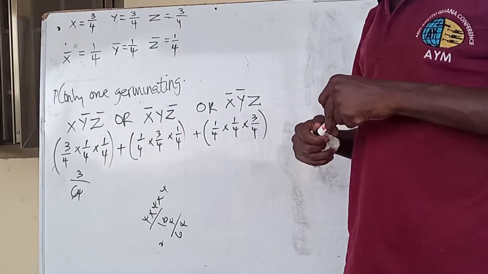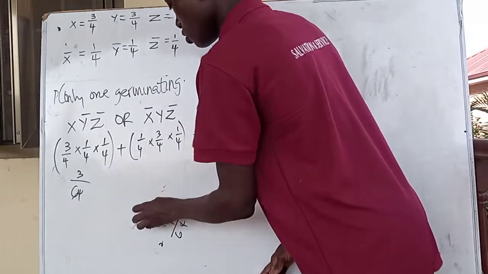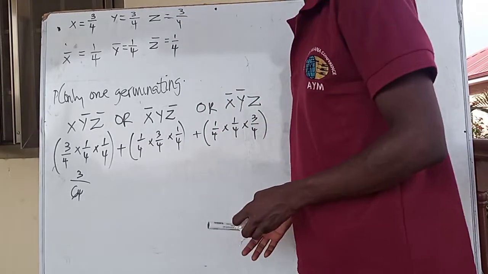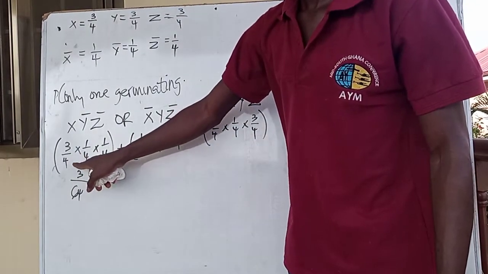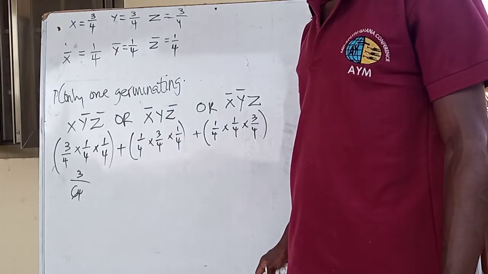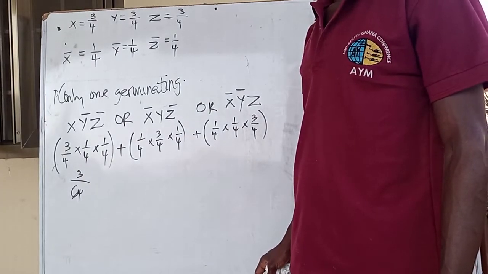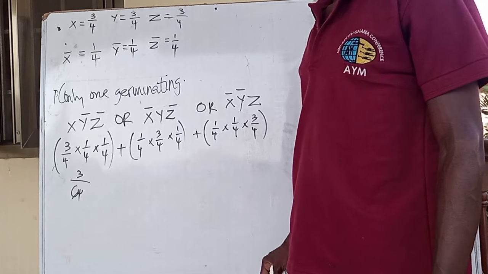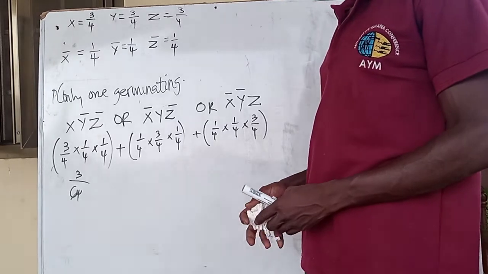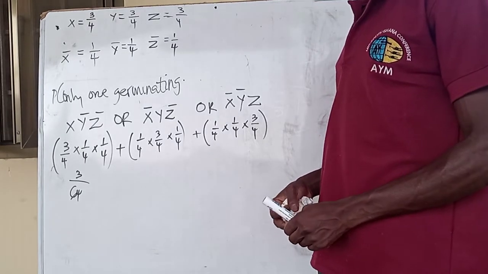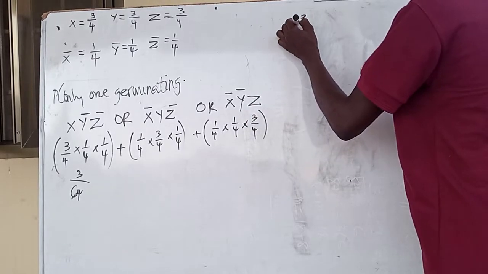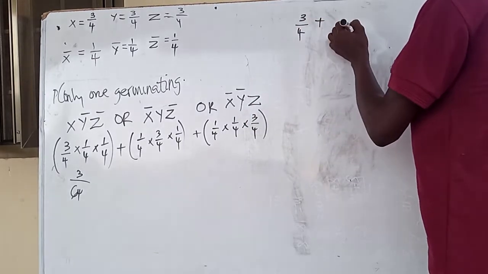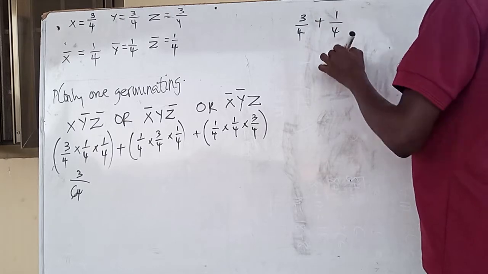You multiply within each case, and you add between the cases. You don't just take one and write it. That one applies only for addition, like 3 over 4 plus, let's say, 1 over 4.